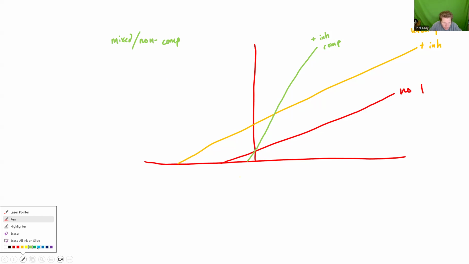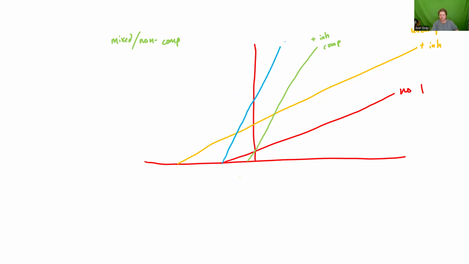So now I'm going to go to blue. The blue line here, I'm going to draw starting from the same point as my no inhibitor present. This blue line, what do we know about it? The x-intercept is the exact same, so that means the Km is the exact same. This is synonymous with a non-competitive inhibitor. Now, did my Vmax change? It did. It absolutely did.